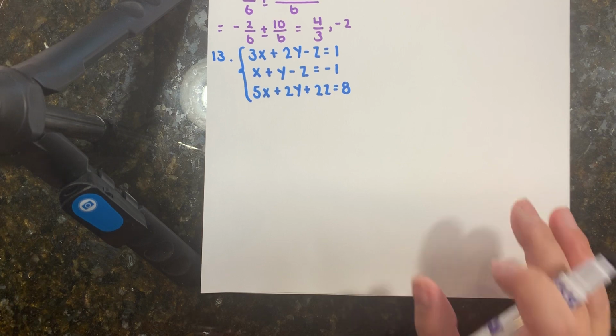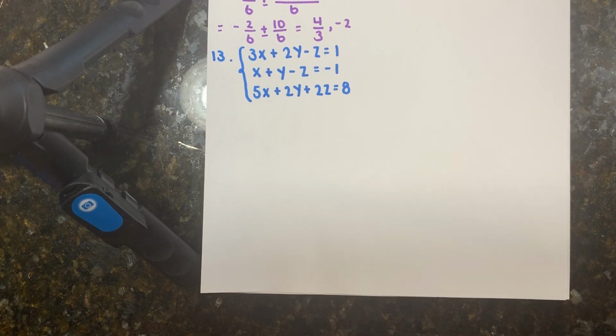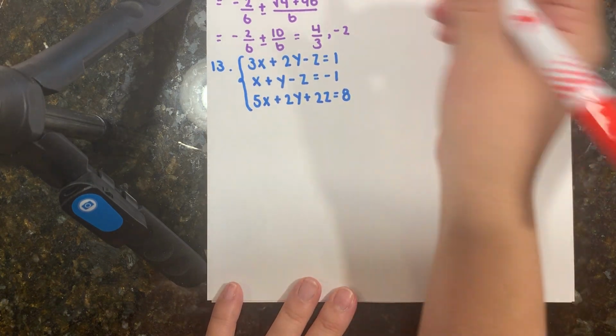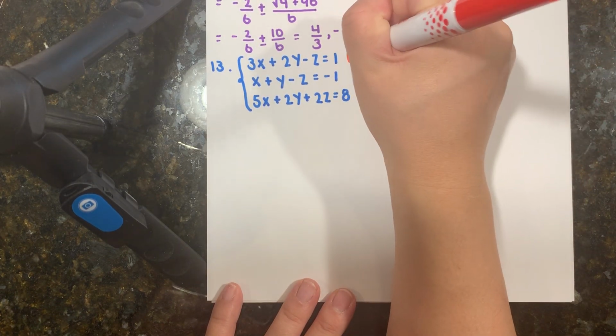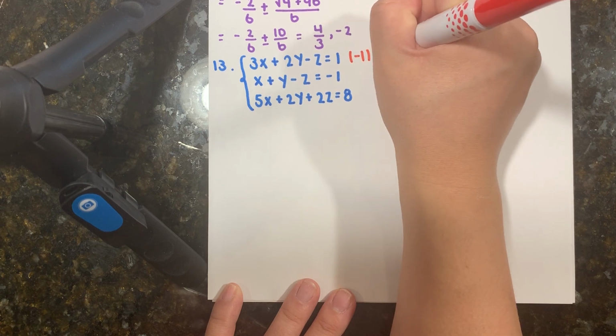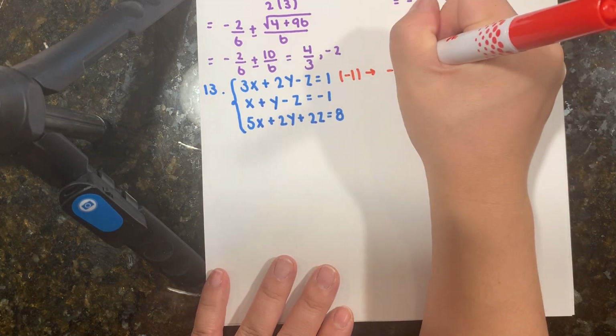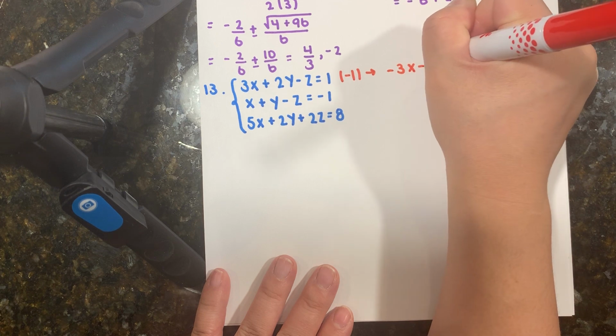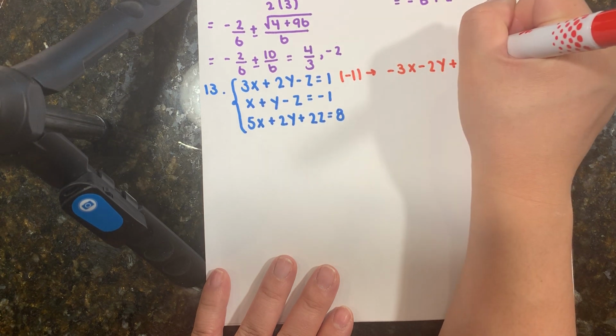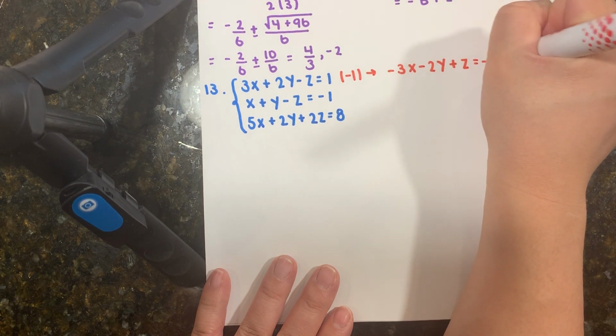Now moving on, we're going to look at number 12. So what we need to do for this one is eliminate one of the variables. And what I'm going to do is eliminate z when I add these together. So I'm going to multiply the top equation by negative 1. I'm going to get negative 3x minus 2y plus 2z equals negative 1.